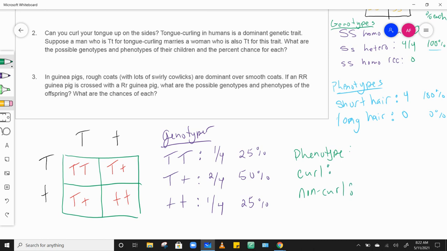So curling your tongue is dominant, so the big T. So anything with a big T will allow you to curl. So we actually have 3 out of 4. And then non-curl is only 1 out of 4. So the phenotype for curl will be 75%. So 75% chance that you'll get an offspring that can curl their tongue, and a 25% chance that you'll get one that cannot curl their tongue. Easy peasy.